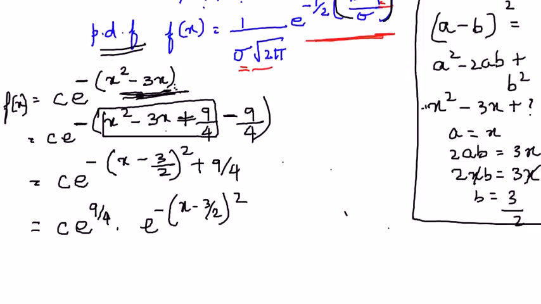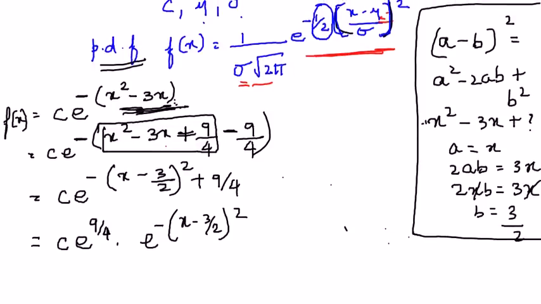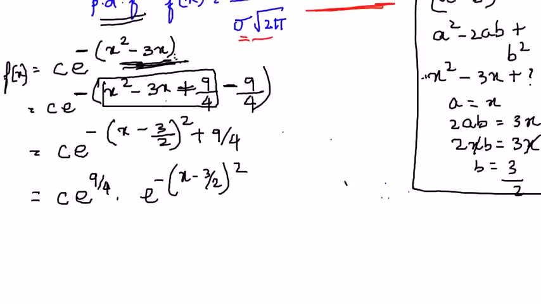Okay, so you now have e power minus x minus 3 by 2 the whole squared, which is similar to a square form over here, x minus mu by sigma the whole squared. But did you notice that there was a multiplication factor of a half in the given equation, in the formula? So what I'm going to do is, I'm also going to multiply by half into e power minus half into x minus 3 by 2.